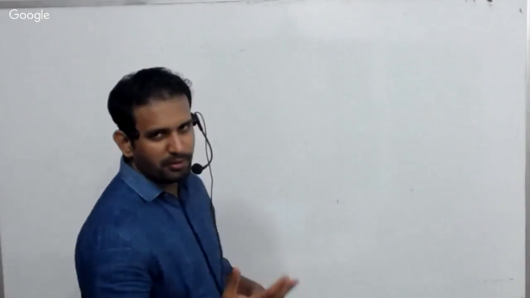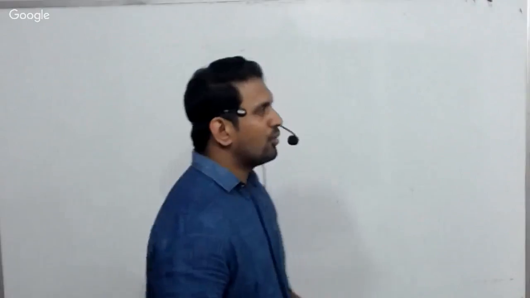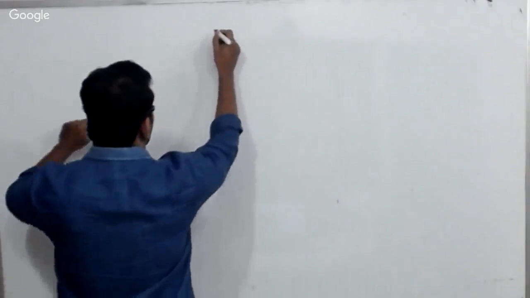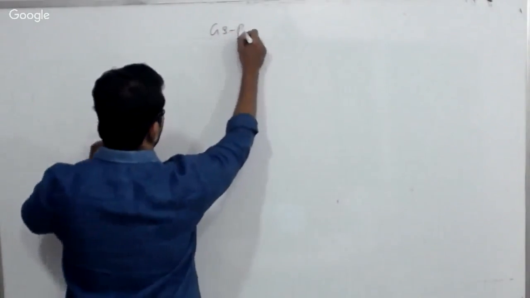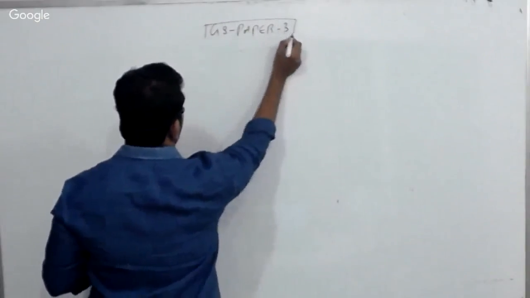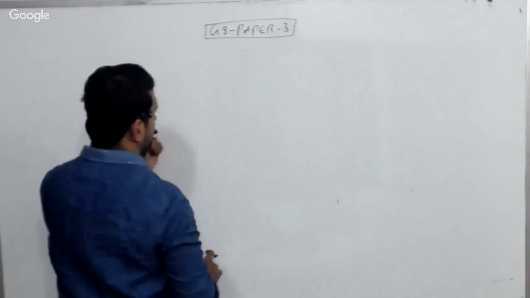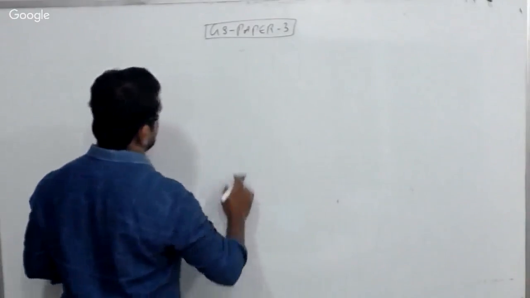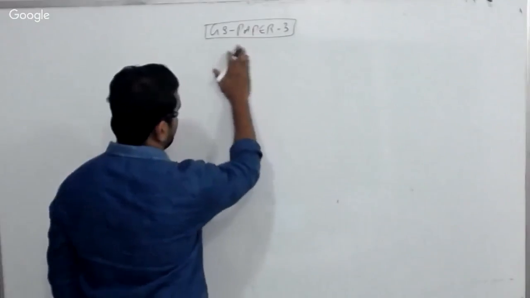So I'm dealing with GS paper 3, and you know that all papers of UPSC have many topics in them. One particular paper does not have only one subject. You have many subjects and many topics within one paper itself. So I'm dealing with GS paper 3. GS means General Studies paper 3.